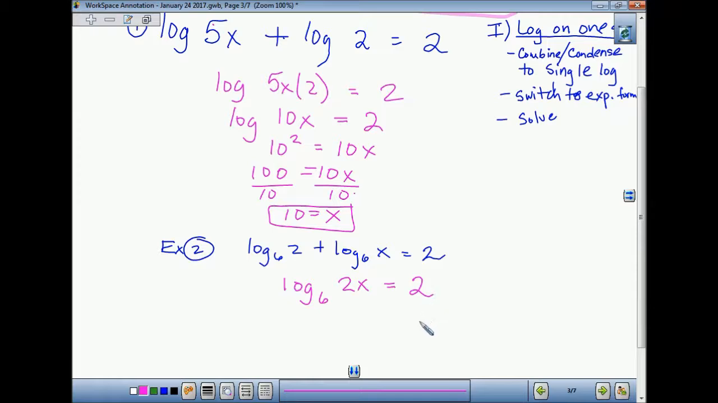Step 2, switch to exponential form. So it's the base, 6. What's the exponent? 2. Good. Equals, what's the answer part? 2x. And then we just solve. We got to square this 6 first. So 36 equals 2x, and then we divide by 2. So what is x, guys? 18. Now, we do check. If I plugged in 18, it's positive. I'm good.